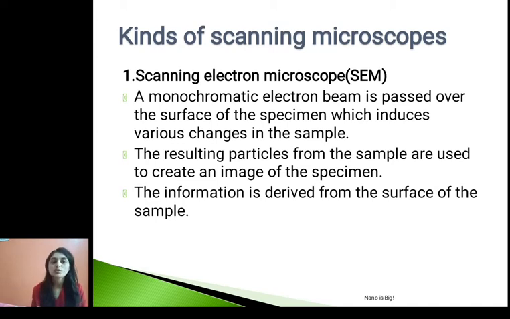So, kinds of scanning microscopes. Scanning electron microscope: a monochromatic electron beam is passed over the surface of the specimen, which induces various changes in the sample, and the resulting particles from the sample are used to create an image of the specimen. Now this information is derived from the surface of the sample.